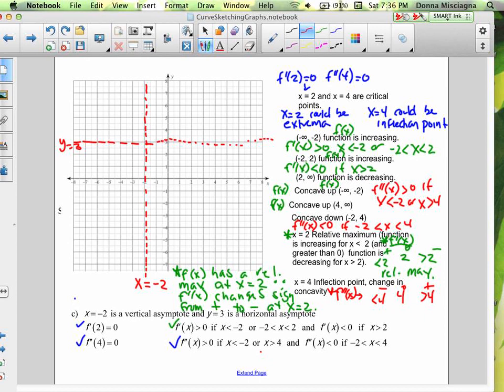All right, so we go from negative to positive at 4. At x equals 4 is an inflection point. There's a change in concavity. Let's add a little something to that.